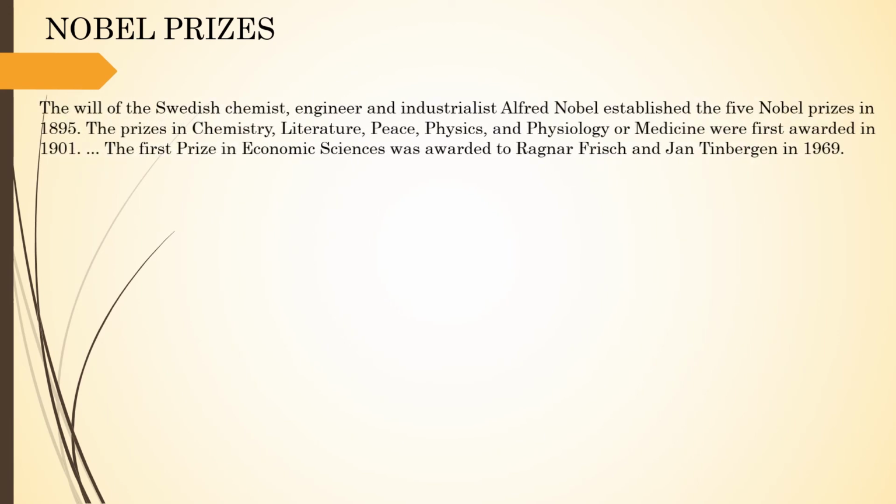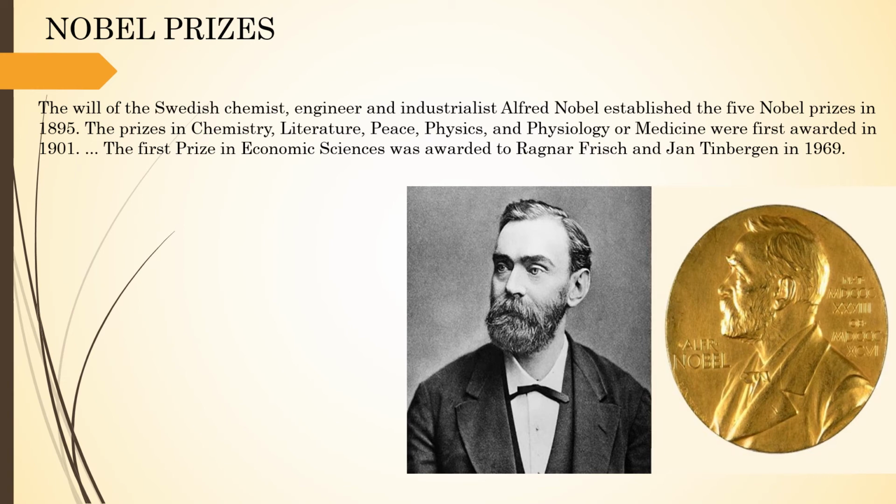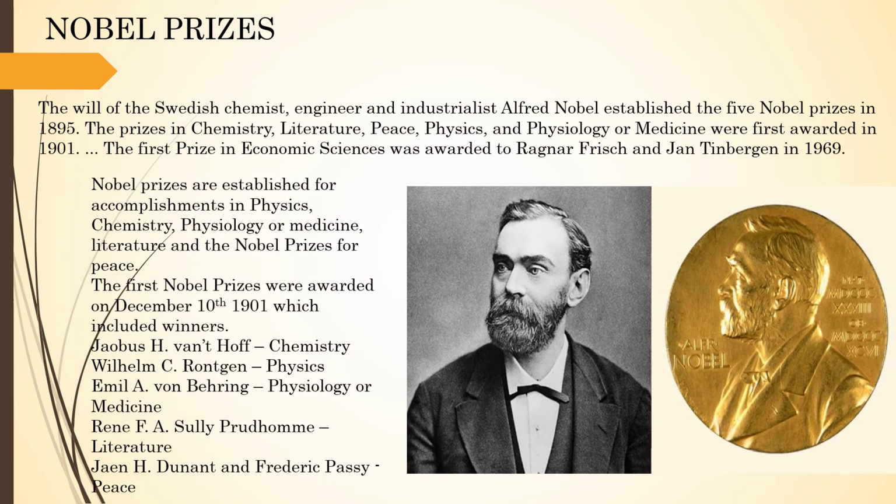Now, we will talk about the Nobel Prizes. The will of the Swedish chemist, engineer, and industrialist Alfred Nobel established the 5 Nobel Prizes in 1895. The prizes in chemistry, literature, peace, physics, and physiology or medicine were first awarded in 1901. The first prize in economic science was awarded to Ragnar Frisch and Jan Tinbergen in 1969. Nobel Prizes are established for accomplishment in physics, chemistry, physiology or medicine, literature, and peace. The first Nobel Prize was awarded on December 10, 1901.